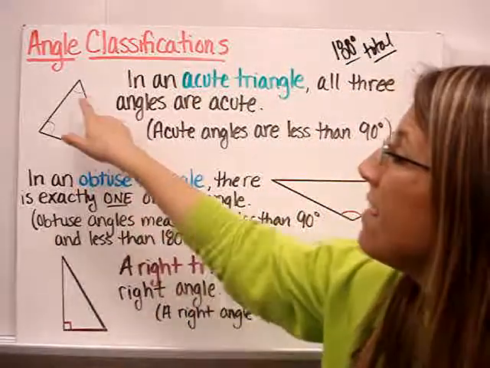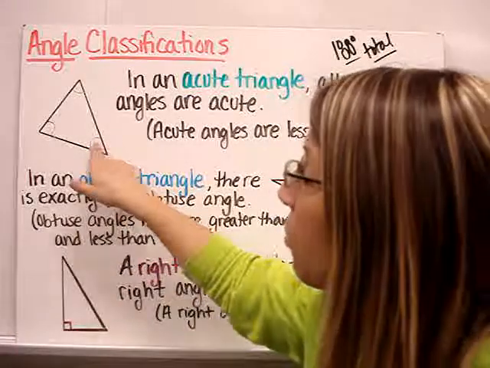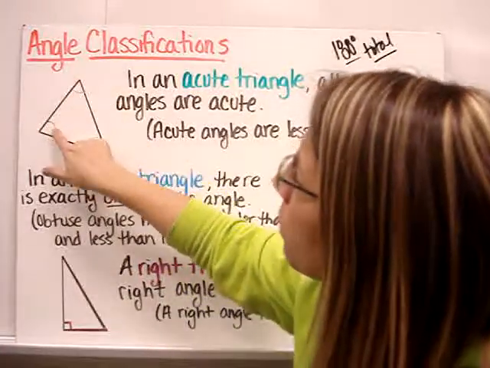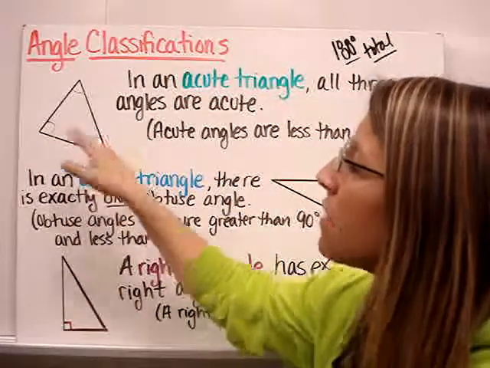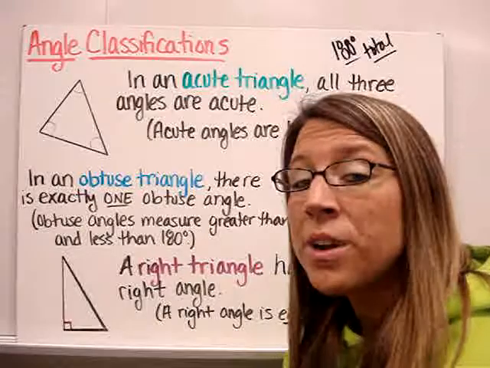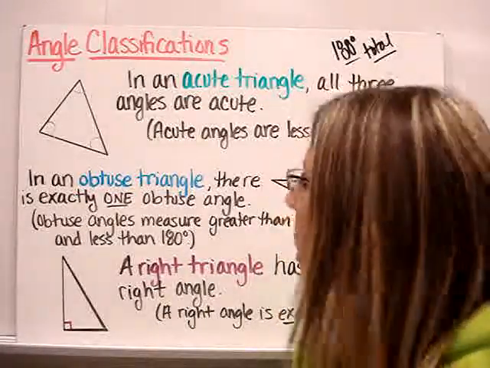And so in this triangle, we're not looking at the measures of its sides, we're looking at the three angles. And all three of these are less than 90 degrees, and so because all three are less than 90 degrees, they're acute, and because all three are acute, it's an acute triangle.